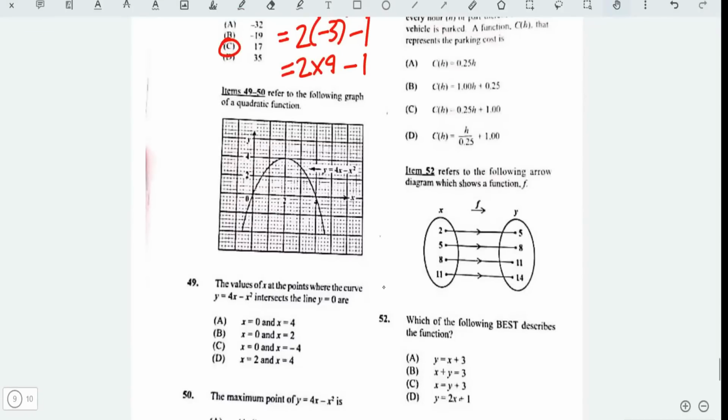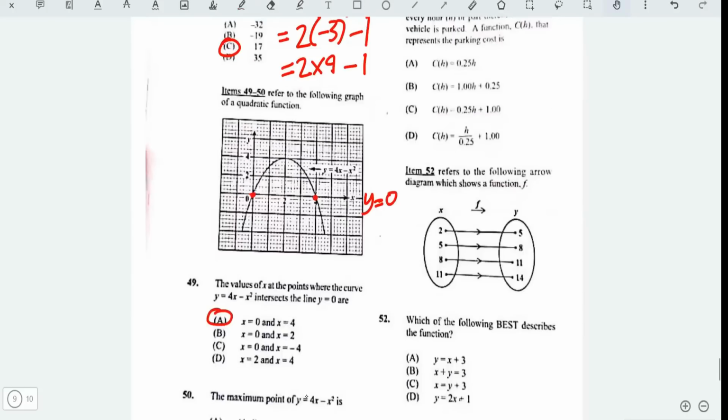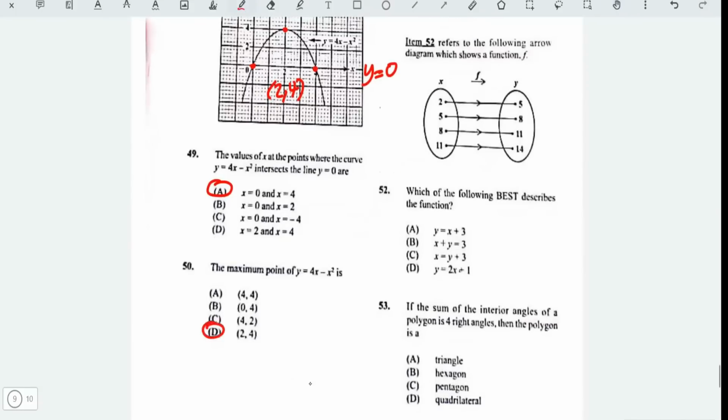Question 41. The values of x at the point where the curve y equals 4x minus x squared intersects the line y equals 0. As we can see right here, this is the line y equals 0, the x-axis. So it intersects at 0 and 4. 0 and 4 is option A. Number 50, what is the maximum point on the graph? The maximum point is right here. The maximum point is when x is 2, y is 4. So that's 2, 4 right there. 2, 4. That's option B.